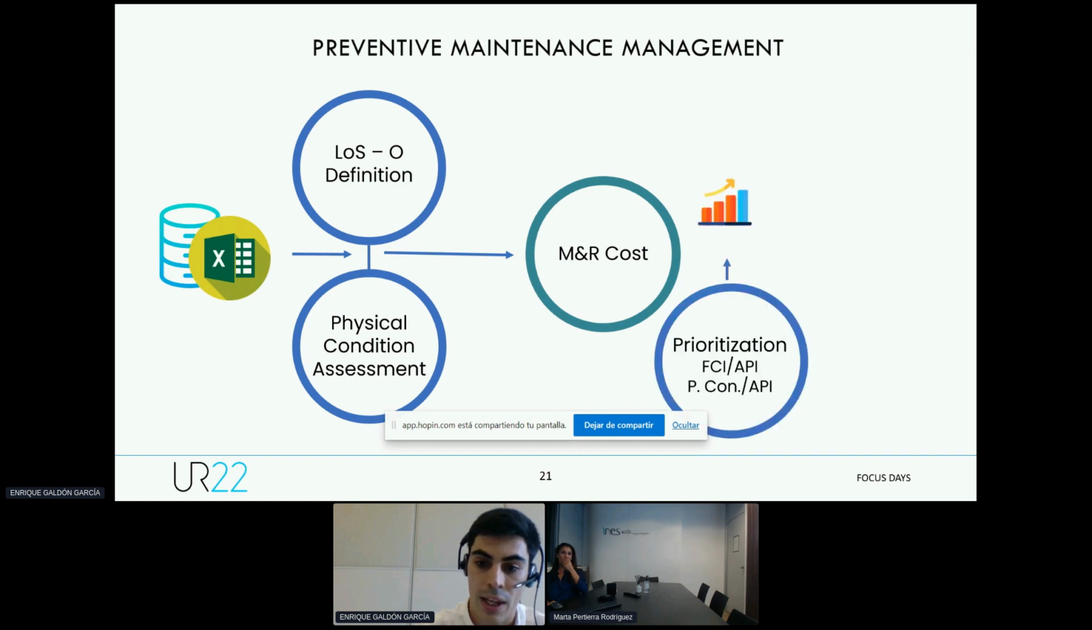Then, using different indicators like the facility condition index or the asset priority index, it's possible to make a prioritization of the maintenance and repair activities.